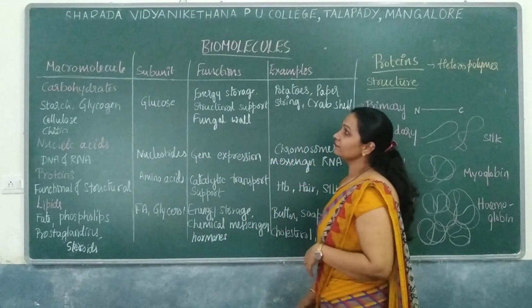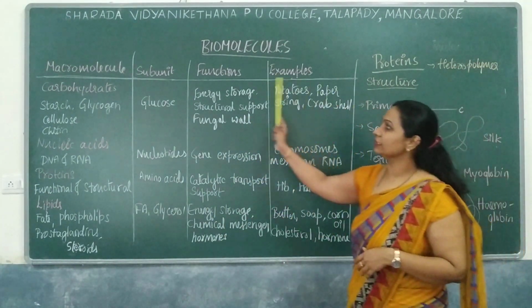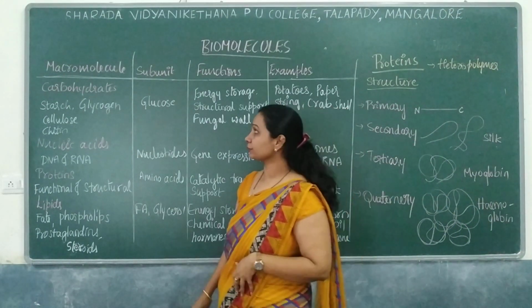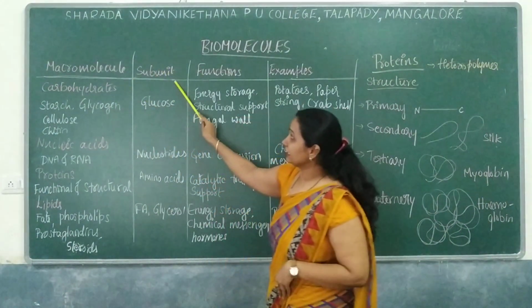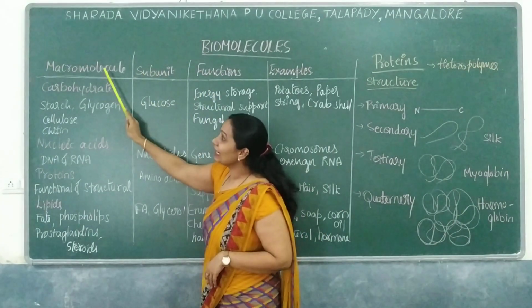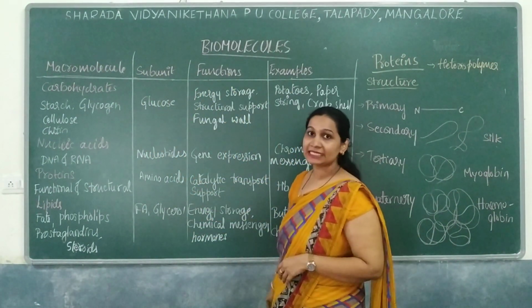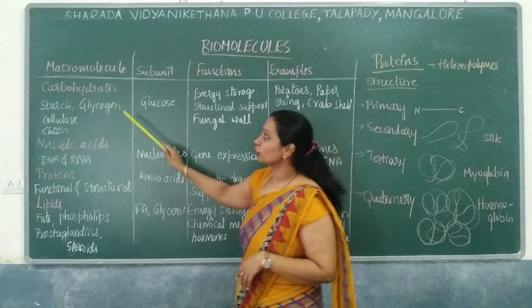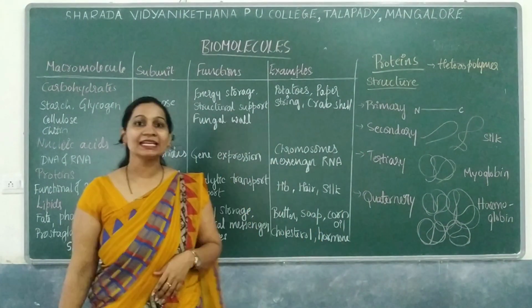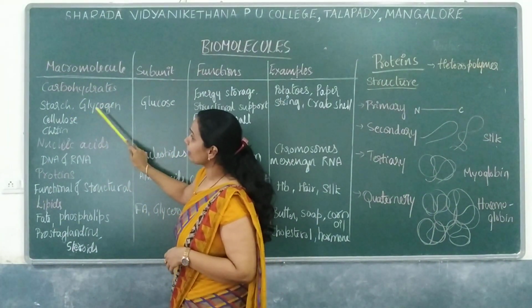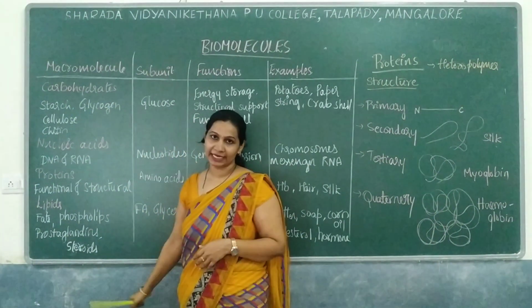Okay, so next we'll look into this particular chart, which includes all the macromolecules. So the macromolecule, its subunit, it is a polymer as well as a monomer, functions as well as the examples. So in this, the first foremost is the carbohydrate. Carbohydrates such as starch, glycogen, cellulose as well as chitin.